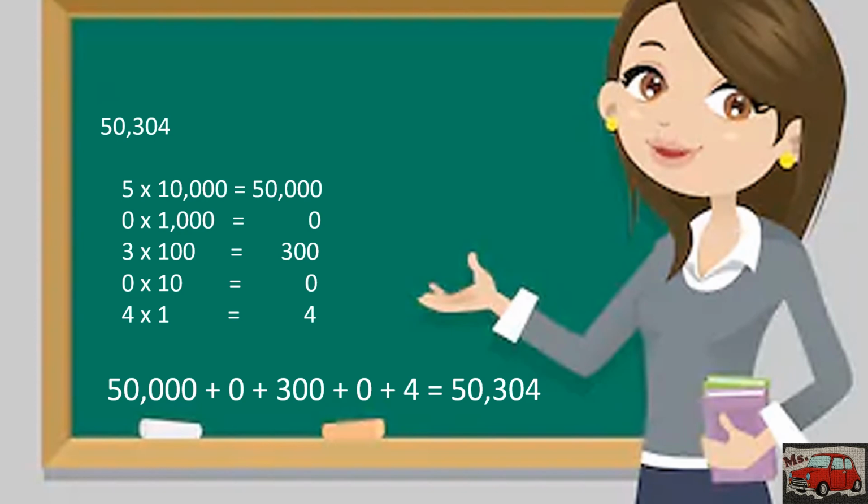Si 3, nasa hundreds place siya. So ibig sabihin, meron tayong tatlong tig-100 and the value is 300. Sa tens place, meron tayong 0, so wala daw tayong tig-10, so the value is still 0. Sa ones place, we have 4, so meron tayong 4 na tig-1, so the value is 4. If we will combine those numbers, so we have 50,304.